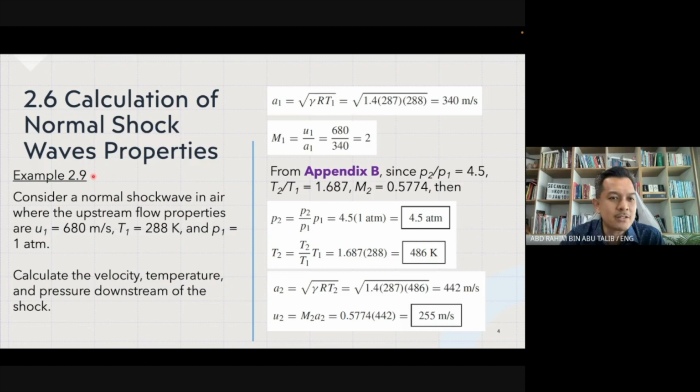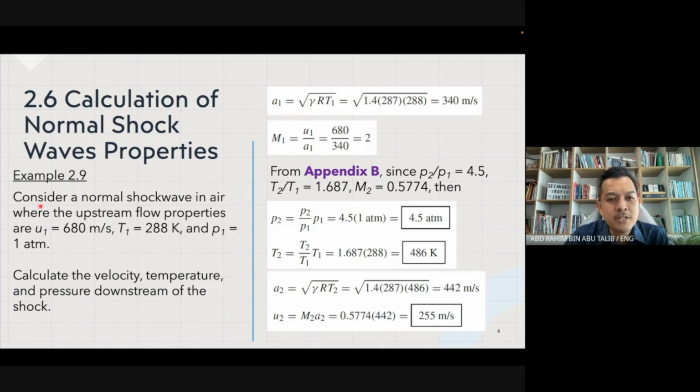All right, so let us look into example 2.9. Again, just to let you know, the example numbering here has been readjusted to suit our chapter. If you go into the Anderson book, it is in chapter number 8. The examples are in chapter number 8, and the numbering is also slightly different.